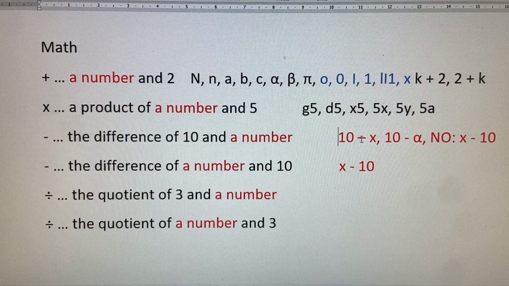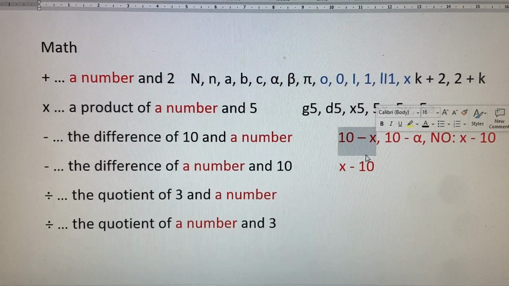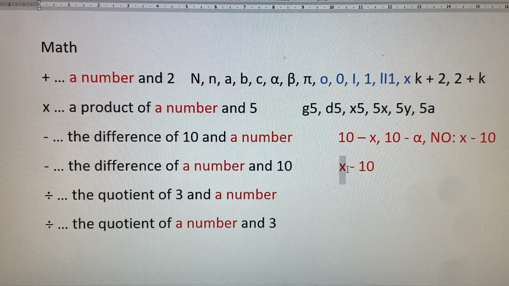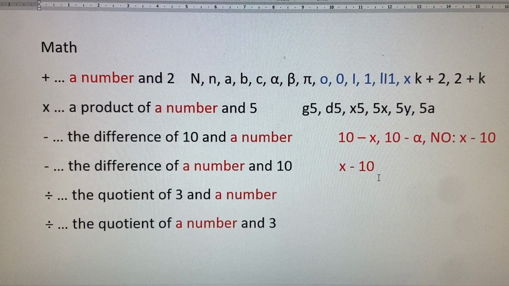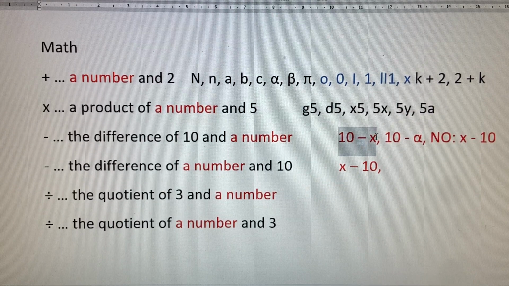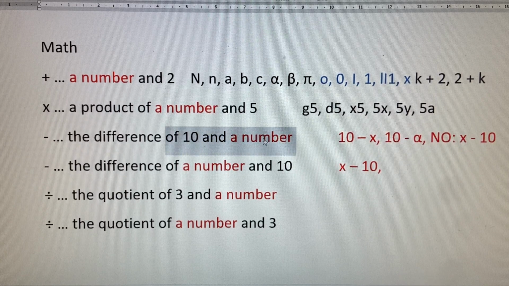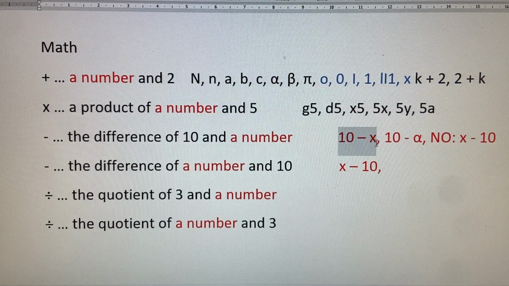So let's say x equals 2. So 10 minus 2, that's 8. Let's put the same 2 here. 2 minus 10, that's not 8. That's negative 8. Completely different thing. Okay? So don't be reversing the numbers, the algebraic expressions here. You cannot do that with subtraction. So however it's written in an English sentence, that's exactly how it should be in the algebraic expression.